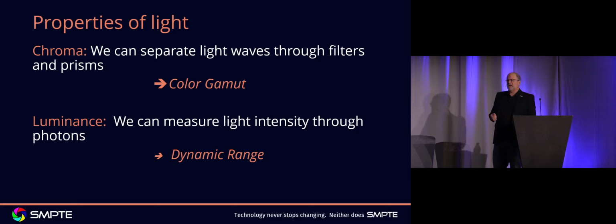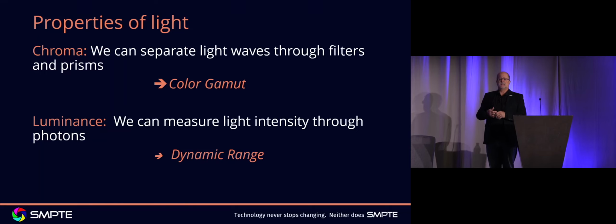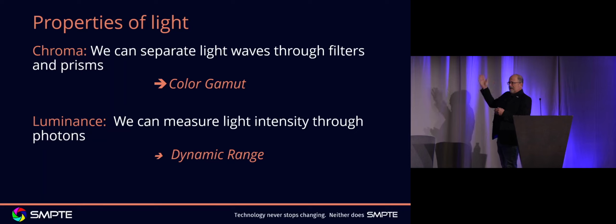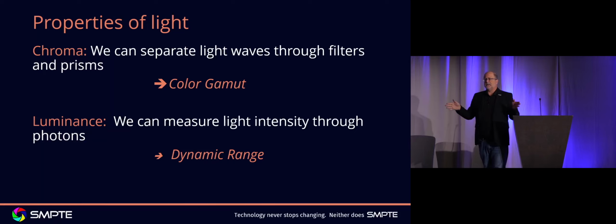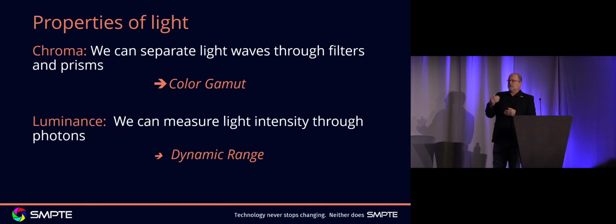Why am I talking about this? Because those two properties, the wave properties and the light intensity properties, are the foundation of every single capture system and display system existing today. Understanding that we can capture light when we filter its wavelength properties, we will capture it through different filters. So either we're going to use prisms to separate light into its constituent wavelengths, or we're going to use chromatic filters to break it down into its constituent wavelengths.